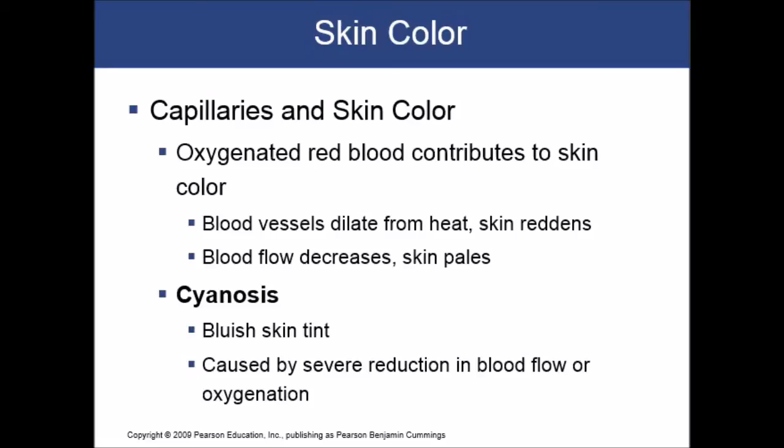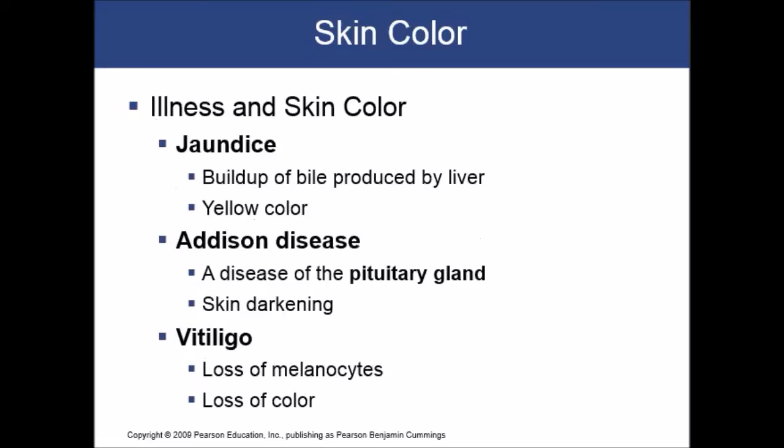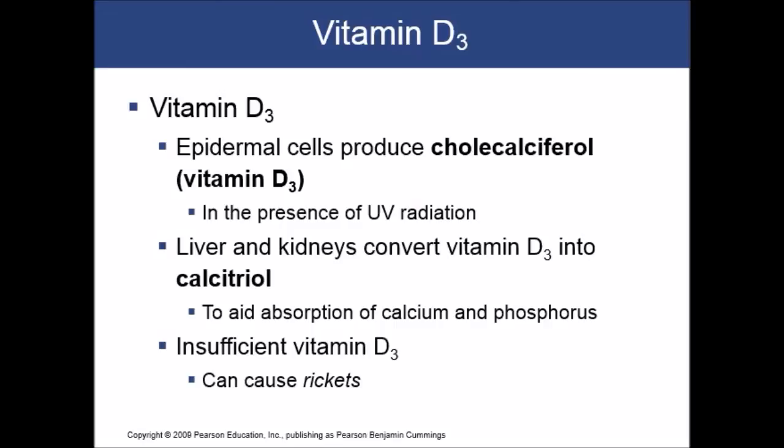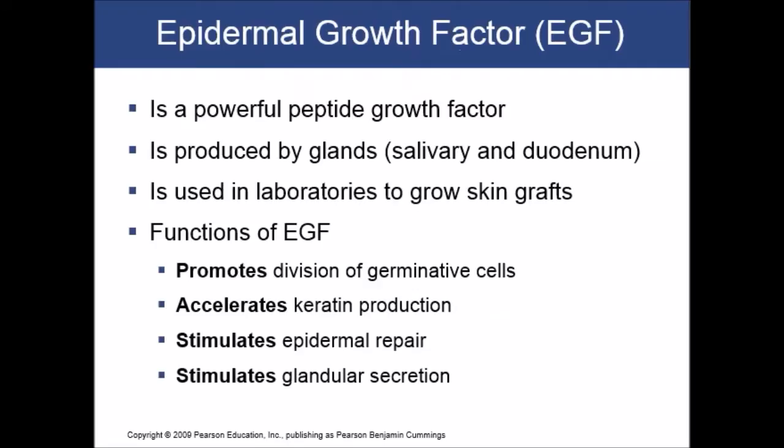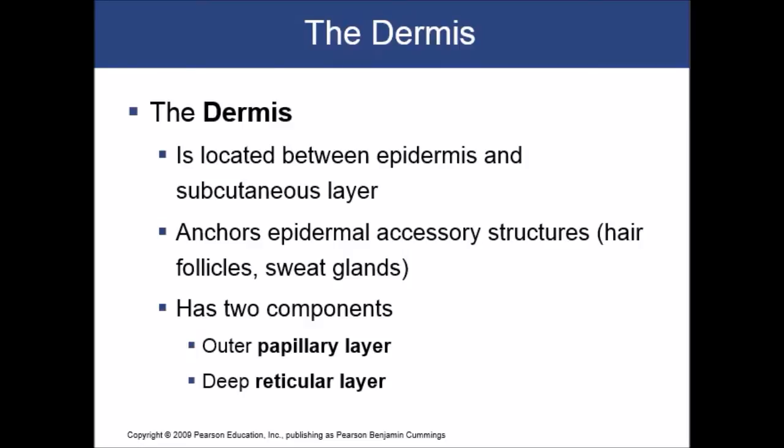The abnormal coloration or discoloration is important. What's cyanosis? What's jaundice? What's vitiligo versus albino? It's different, obviously. So you need to know the difference between those two. Where do we make vitamin D and where do we activate it and what's it called? Rickets versus what? Rickets versus osteomalacia. You have to remember that. What's the function of EGF? That's important too.